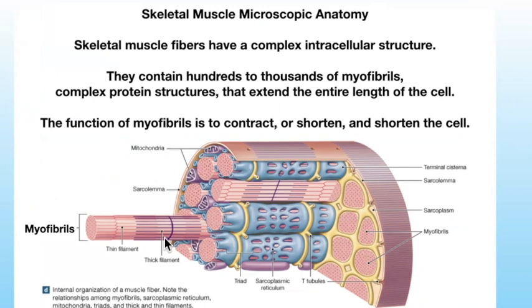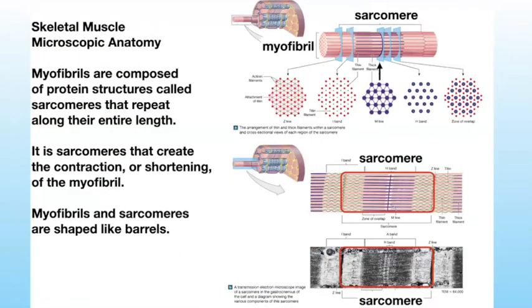They contain hundreds to thousands of myofibrils, which are complex protein structures that extend the entire length of the cell. The function of myofibrils is to contract or shorten and therefore shorten the whole cell. Myofibrils are composed of protein structures called sarcomeres that repeat along their entire length. It is actually the individual sarcomeres that create the contraction or the shortening of the myofibril. The combined action of all of these sarcomeres is what contracts the myofibril.